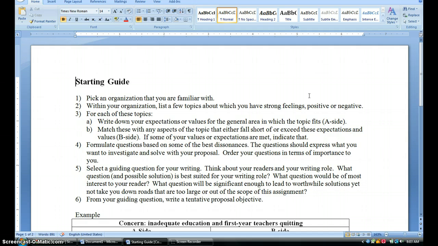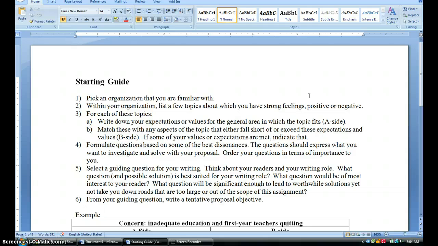Within your organization, list a few topics about which you have strong feelings, positive or negative. And so start listing your topics. Start listing the things that you've really liked or not liked. Okay. Now, for each of these topics, number 3, 3A, write down your expectations or values for the general area in which this topic fits, and we call that the A side.